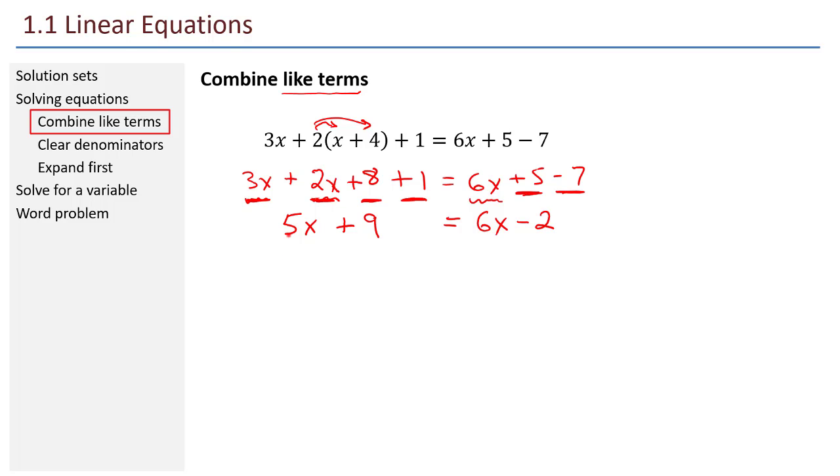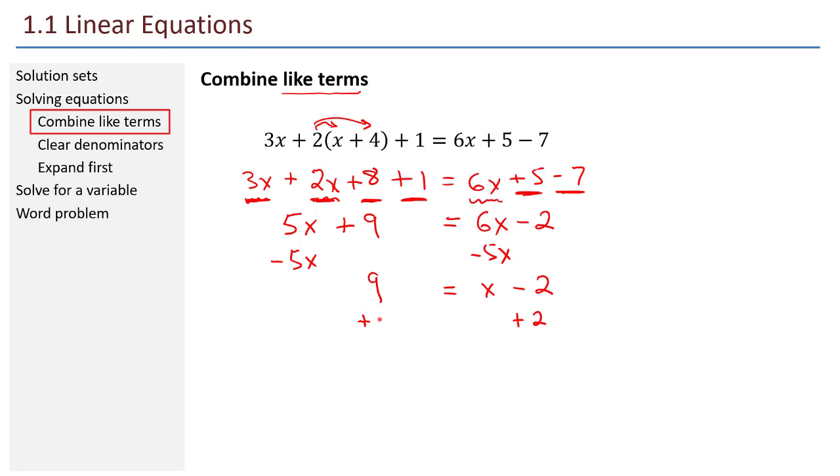Now I need to combine like terms across the equals. So I have a 5x and a 6x. How about if I subtract 5x from both sides? That way my x will end up being positive on the right. So get rid of the little squiggle there. Do minus 5x minus 5x. That way the 5x disappears from the left. All I have is 9 remaining. On the right, 6x minus 5x is just 1x, and a minus 2 remains.